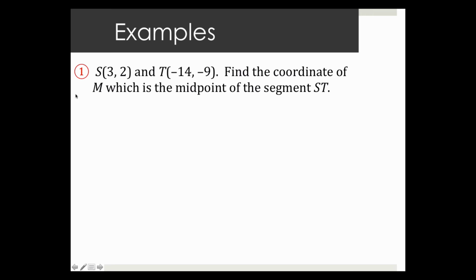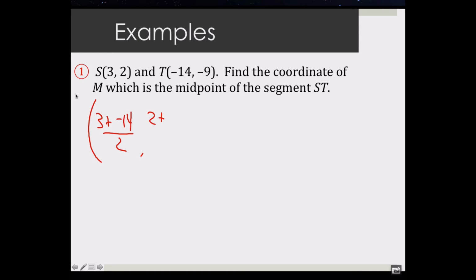Let me go to the right slide. 3 plus negative 14 divided by 2, in parentheses because we're looking for a point, 2 plus negative 9 divided by 2. That's negative 11, so you could leave it as negative 11 halves if you wanted to. And this would be negative 7 halves. That's an acceptable answer. But these can convert to exact decimals, so you could convert it to decimals if you'd like, which would be negative 5.5 comma negative 3.5. Okay, good. Let's move on.